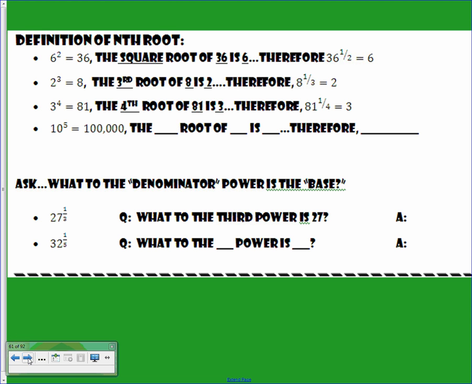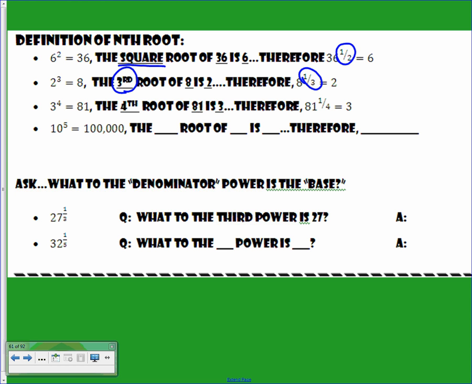Therefore, 36 to the 1/2 is 6. So a different way of writing the square root is to write to the 1/2 power. Keeping that idea in mind, we know that 2 to the third is 8. Therefore, the third root of 8 is 2, and 8 to the 1/3 is 2. So it's basically working yourself backwards and then putting a 1 over that.